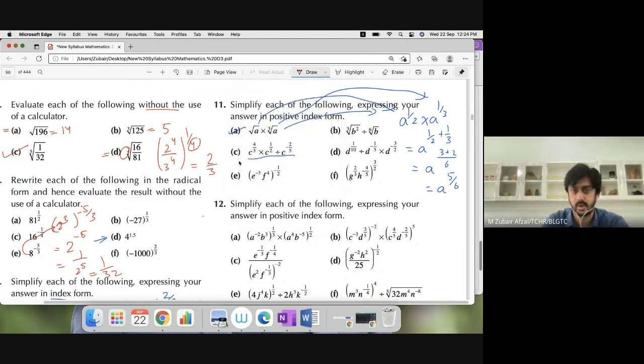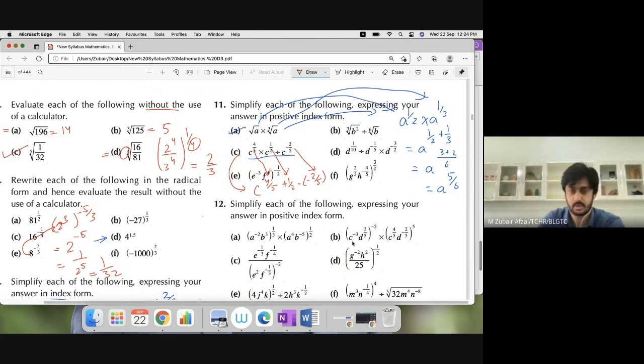Suppose I write c raised to power 4 by 5 plus 1 by 2 minus 2 by 5. 4 by 5, 1 by 2, minus 2 by 5, and then you have to take LCM and you get your final answer.